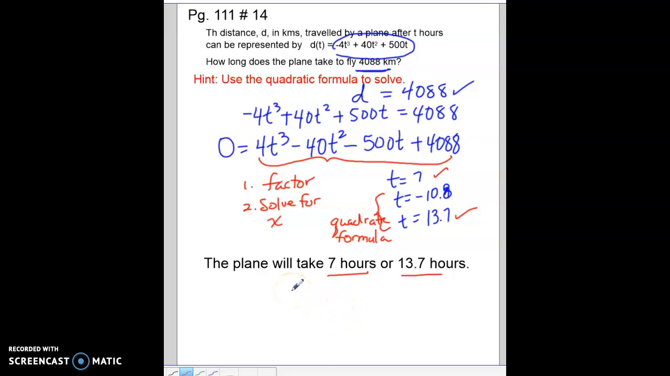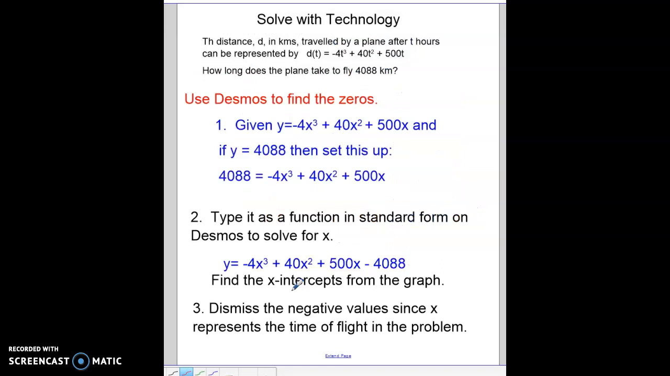Did you get all of that? I hope you were on the right track or somewhat successful. Now, I want you to have a look at a way to check your work using Desmos. So if I gave you that equation, and I want you to set it equal to 4,088. So your first step looks like this. And this we solved using the factoring method and the synthetic division.